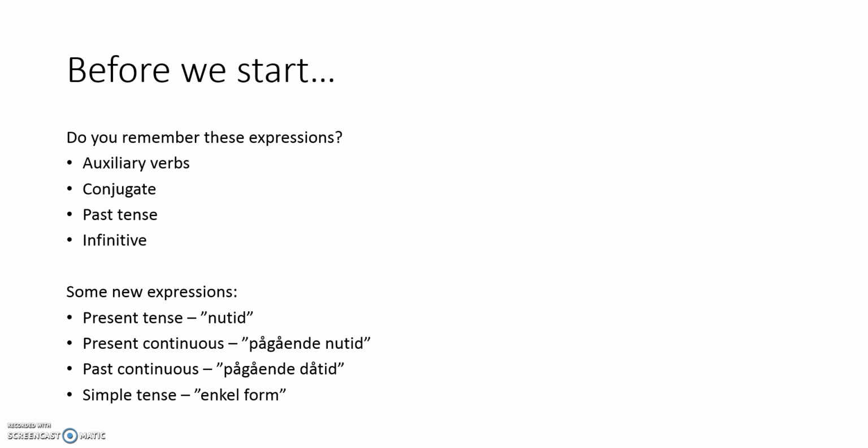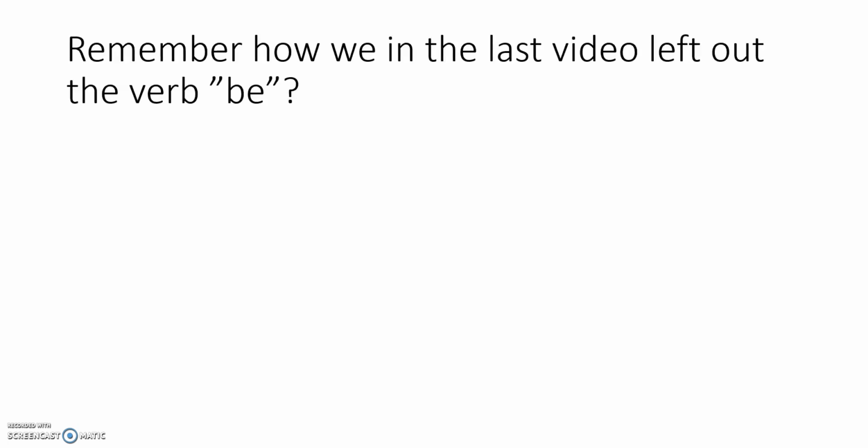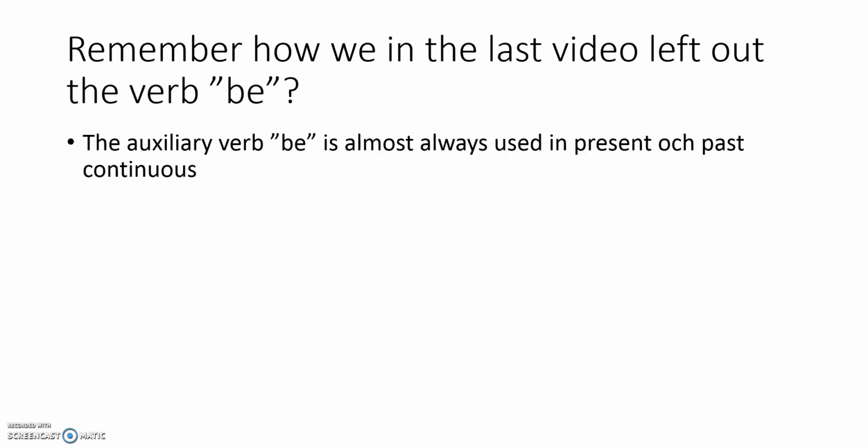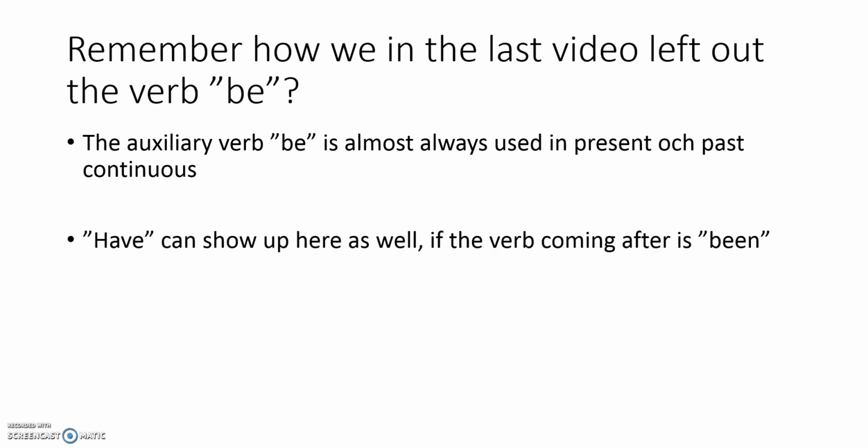You're already familiar with these, as English has different verb conjugations, like the continuous form. They need something to indicate which is the basic form. Alright, remember how we in the last video left out the verb be? Well, the auxiliary verb be is most often used together with the continuous form. The verb have can show up here as well, but only together with the past participle version of be, been.